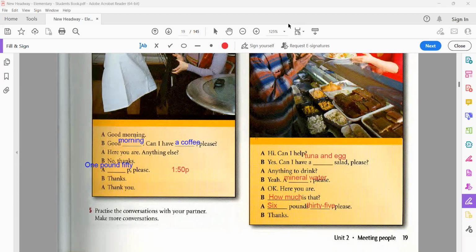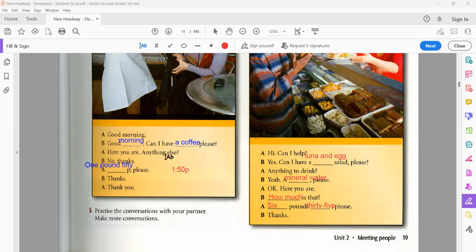Check your answers. Good morning, good morning. Can I have a coffee, please? So to ask for something in a cafe or a restaurant, you say, can I have a coffee, please? Can I have some water, please? Can I have a sandwich, please? Here you are. Anything else? This is the waiter asks you, anything else? Do you need anything else? No, thanks. Or you can say, yes, please, I need blah, blah, blah.